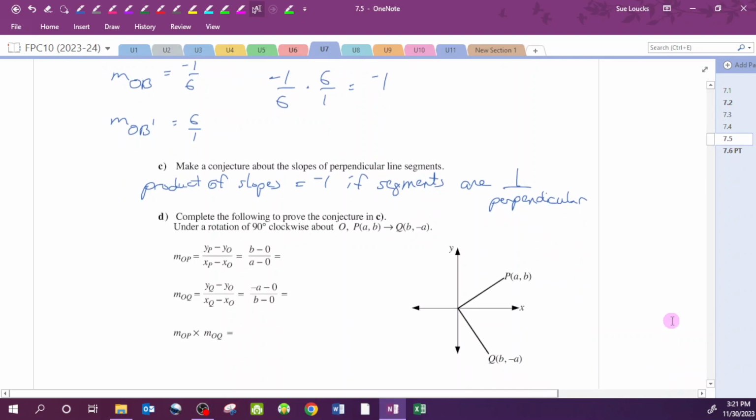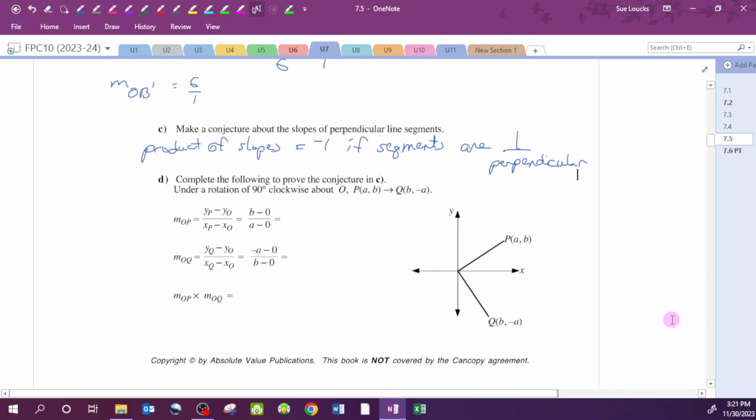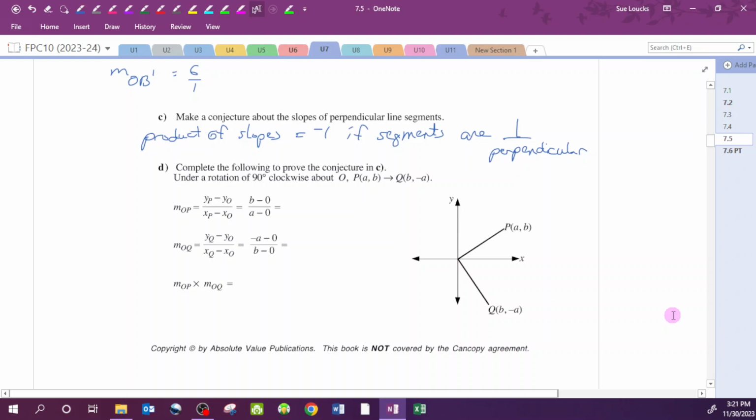Okay, let's do this proof then. We're going to prove this conjecture under a rotation of 90 degrees clockwise about the origin, where P at point (A, B) becomes point Q (B, -A). So the slope from O to P is going to be B minus 0 over A minus 0, which equals B over A. And the slope from O to Q, this is O here, is -A, so y minus 0 over the x minus 0. So that's going to be -A over B.